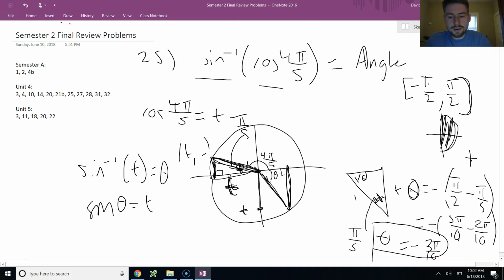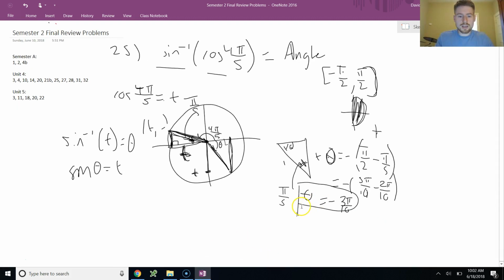And I can verify this with a calculator. If I do the sine inverse of cosine of 4 pi over 5, making sure I'm in radian mode, sine inverse of cosine of 4 pi over 5, I don't know if you can see this, but you get negative 0.9424. Then I'm going to do negative 3 pi over 10, and calculate that one as well, and you get the same answer. So that's nice. That's how you check.